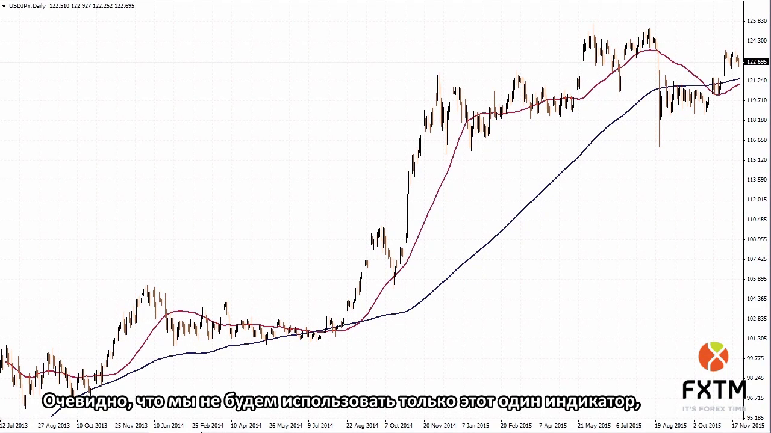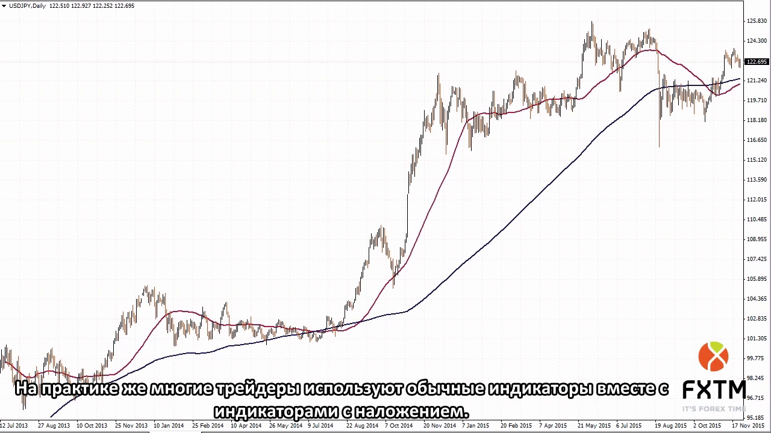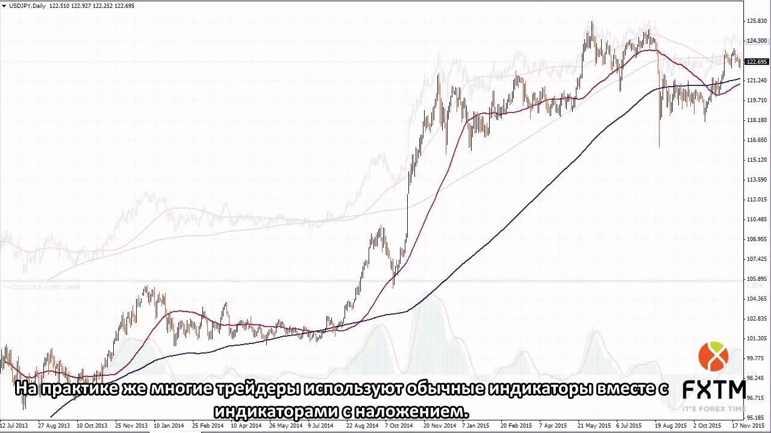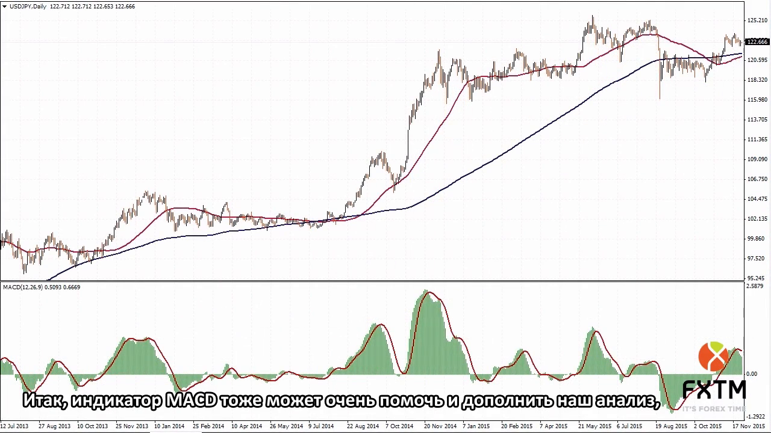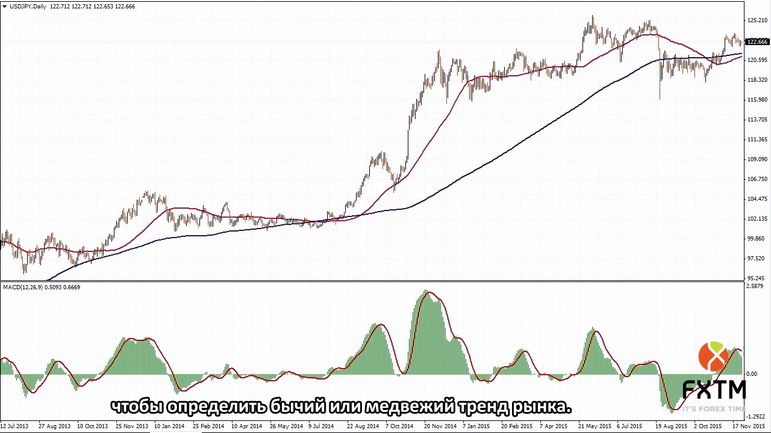Now, obviously, we wouldn't want to use this all by itself, but this can help us to address the general trend in the market, especially when it's a little bit more difficult to tell. And in fact, what a lot of investors will do is apply a regular technical indicator with their overlays. The MACD technical indicator can do a lot to supplement our analysis once we're using an overlay like our two moving averages here to decide whether or not the market is in a bullish or a bearish trend.